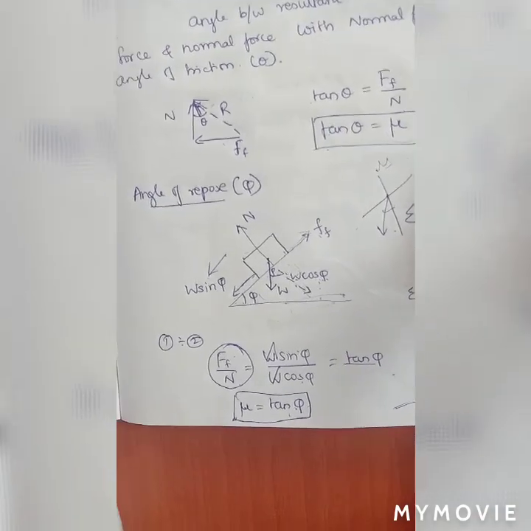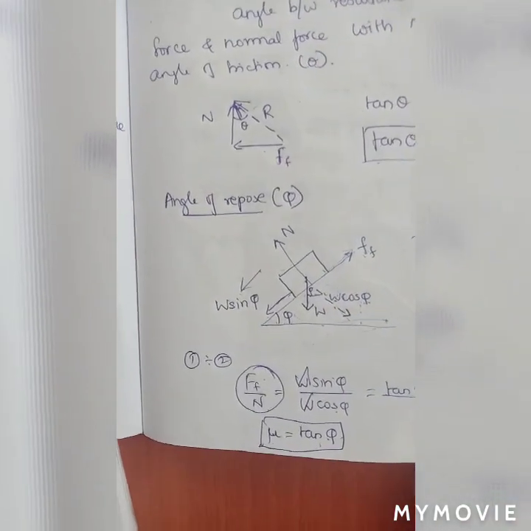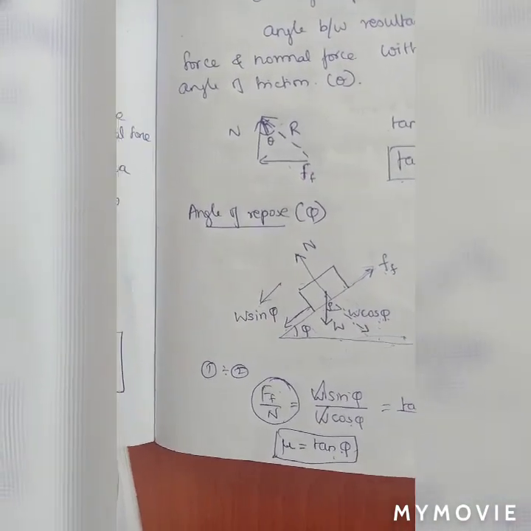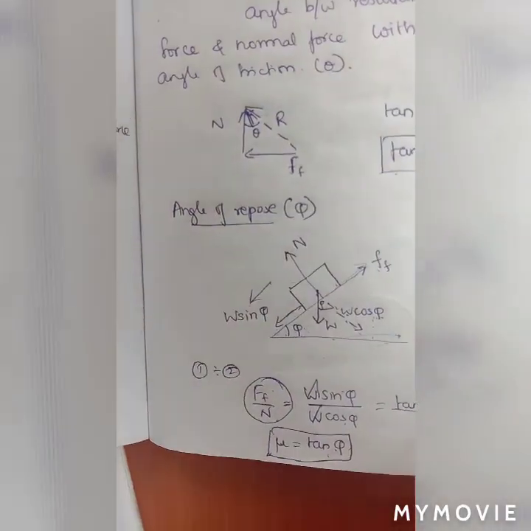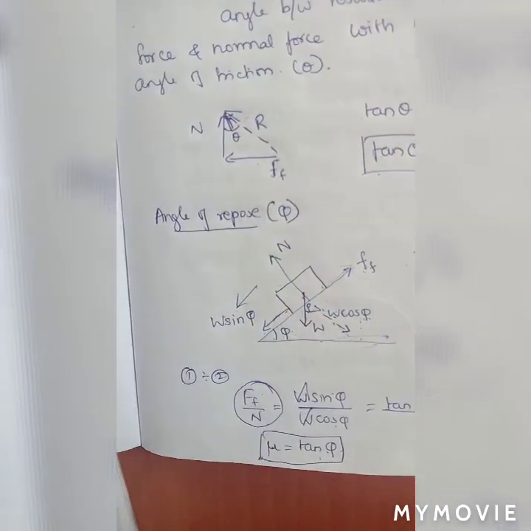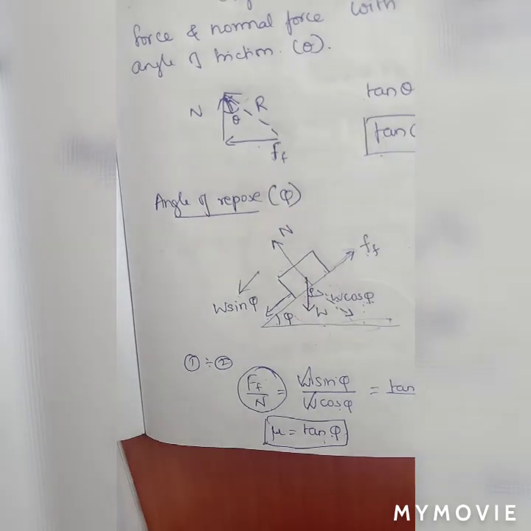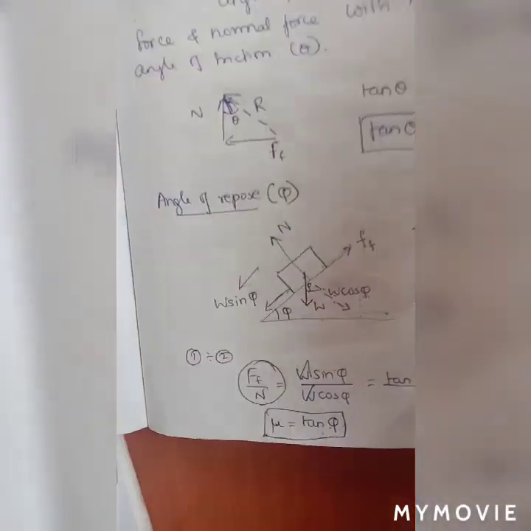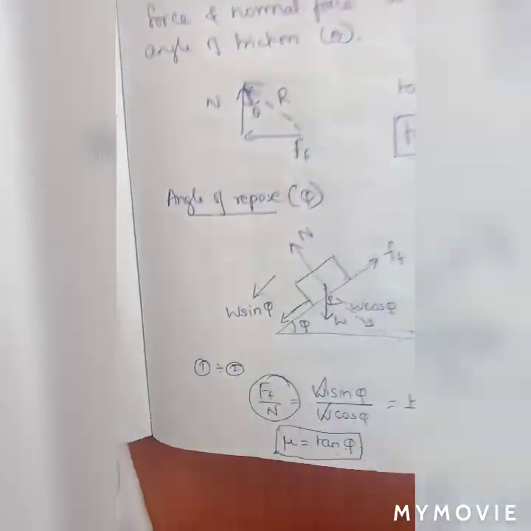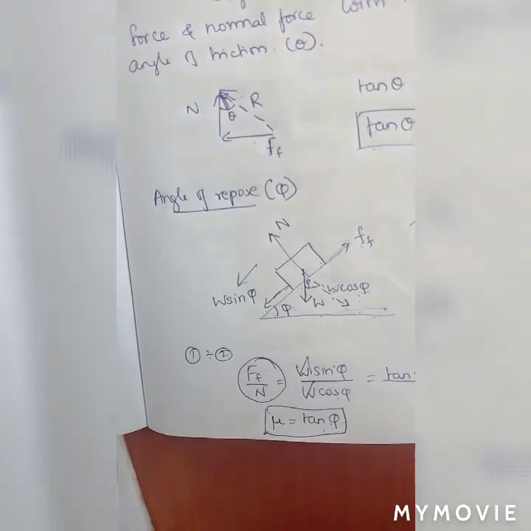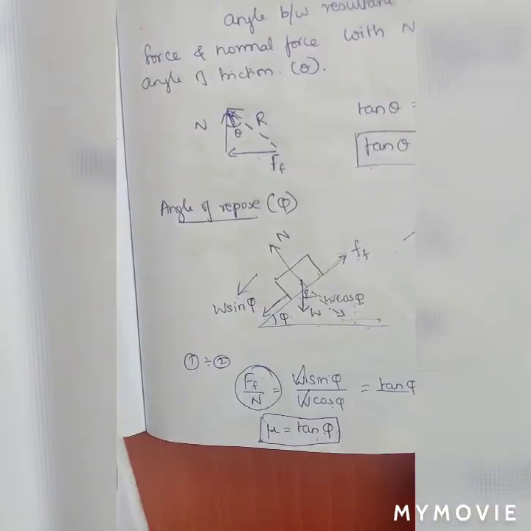Is that clear? So when the angle of repose is equal to or greater than the angle of friction, only then can the object have some motion. If the angle of repose is less than the friction angle, then the object is still at rest and does not move.